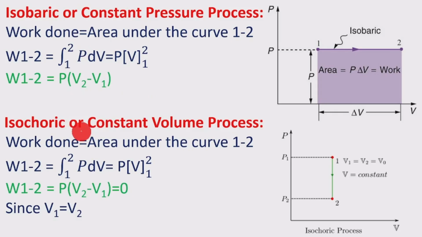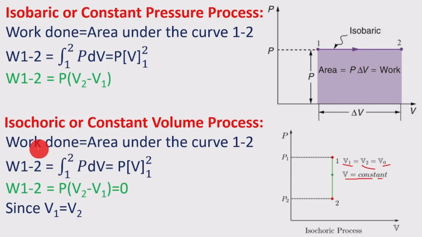And next I will take the isochoric or constant volume process, and during that process the volume will remain constant, but the pressure changes. For that expression we will take the PV diagram, the pressure volume diagram. At state 1 the pressure will be P1, and at state 2 the pressure is P2, and this is changing, and the volume remains constant, V1 equal to V2 equal to V0, that is the initial volume.